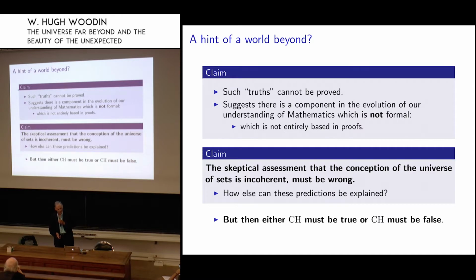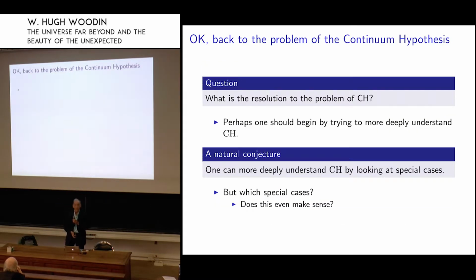Okay, but if that's the only way to make these predictions, you must have a clear view of the universe of sets. In which case, CH must be true, or CH must be false. It makes no sense to say we justify large cardinals by their existence in the universe of sets, and say we will never know answers about the most basic questions about very small sets. That is incoherent. All right, so now we have a challenge.